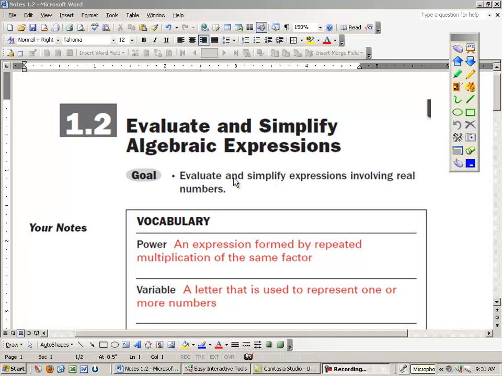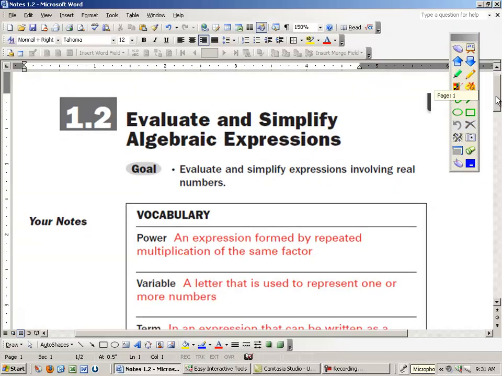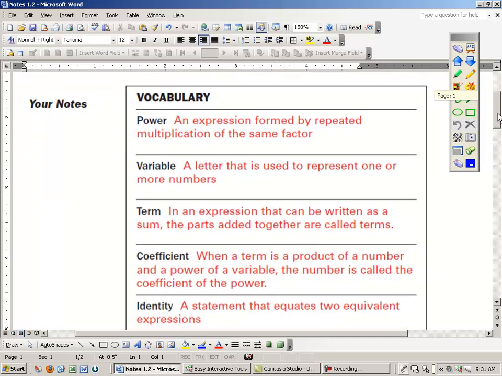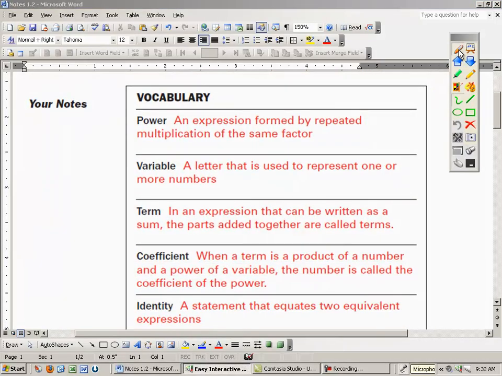Okay, so today we're going to be working on lesson 1.2, which is evaluating and simplifying algebraic expressions. In lesson 1.2, we talk a little bit about some vocabulary that you should get down. And remember, if I go too fast on the vocab, you can always look in the back of the textbook and get definitions for these.